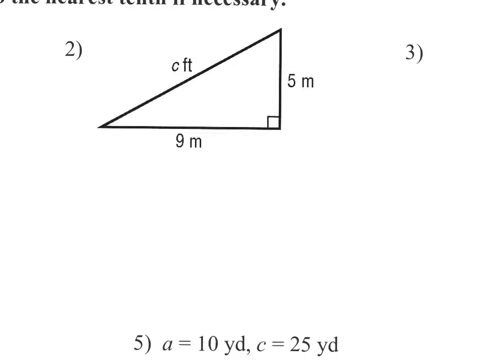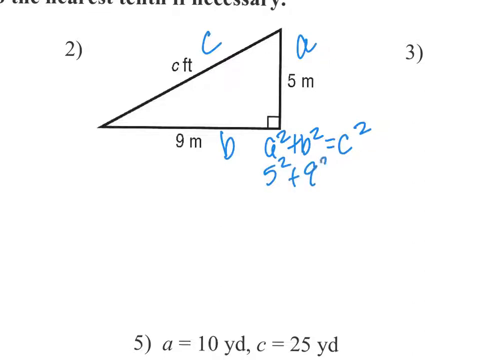Number 2, again, I'm going to label my sides. I got A, I got B, I got C. So a squared plus b squared equals c squared. Use this formula every time. If you write it down and then plug your numbers in, it really helps because then you can see what you need to do. So 5 squared plus 9 squared equals c squared.